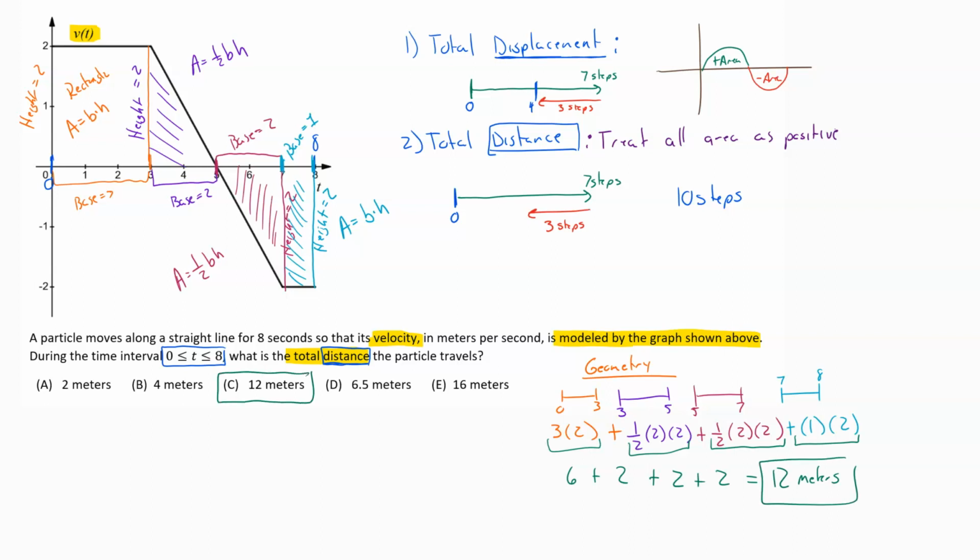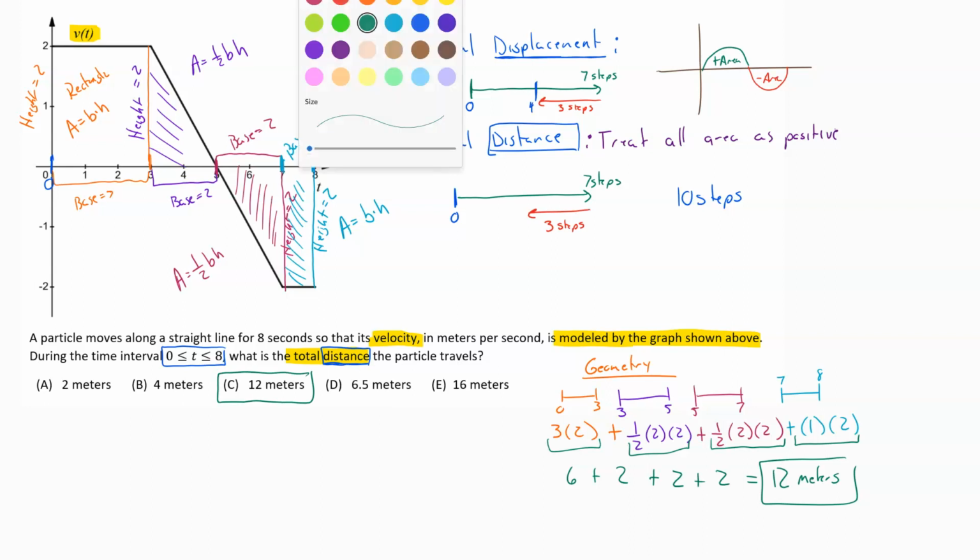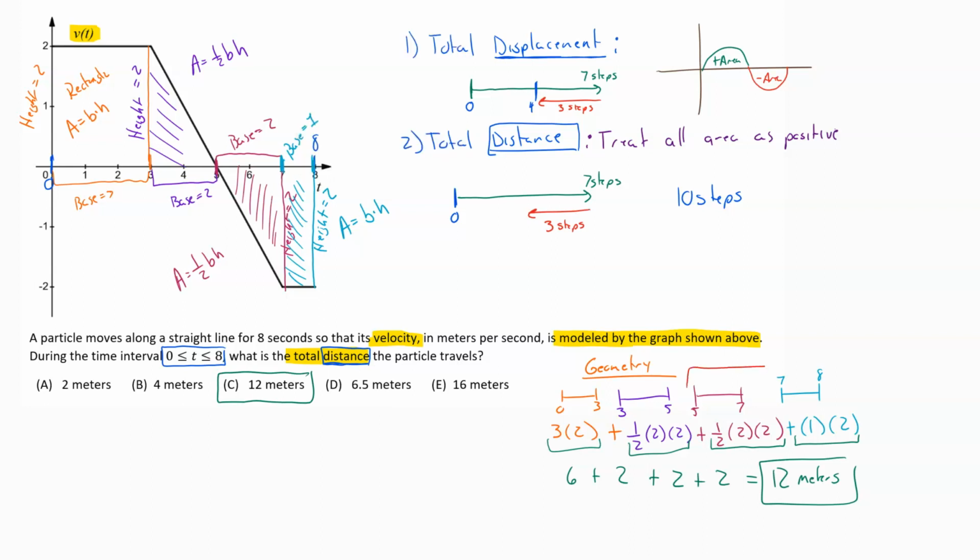If they asked us about displacement, all of this area over here on this side, that would have all been treated as negative area, and we would have subtracted it. But when you're talking total distance, all area is positive. Treat it all positive, add it all up.